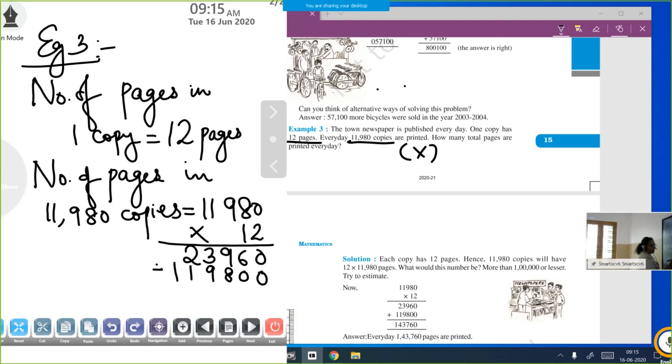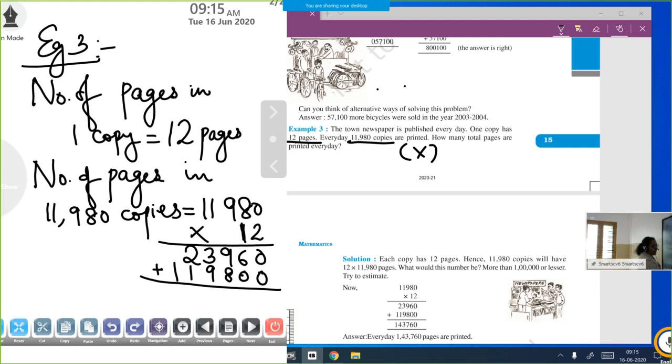So teacher got the answer 11,980 only. In the ones place, don't forget to put the 0 there. Otherwise you will get a wrong answer. That is a common mistake children make in the beginning. After multiplying with the ones place, again they write the answer in the ones place. Okay, so don't do like that. When you multiply the tens place, put the answer under the tens place only.